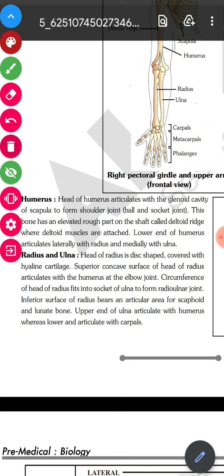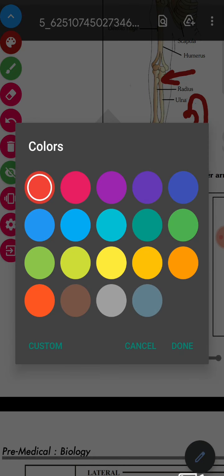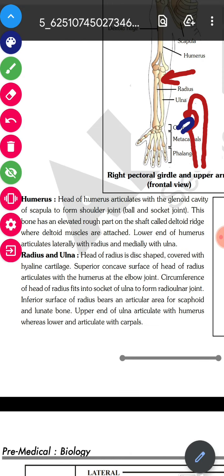this ulna is going to have a cavity. Somewhere over here, it is going to have a cavity like this. So in this cavity the radius is going to fit inside, and now this is going to be called the radio-ulnar joint. This is the joint we are talking about.